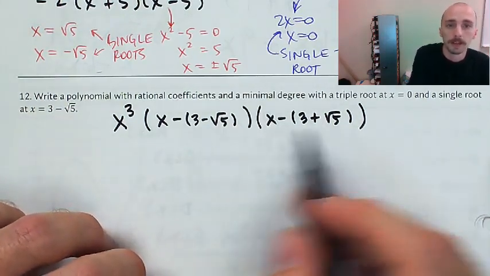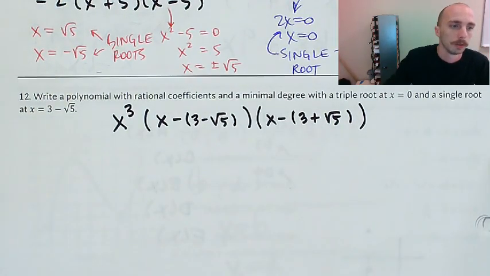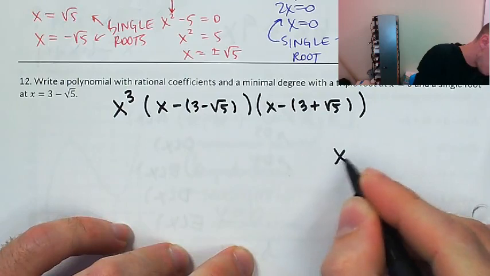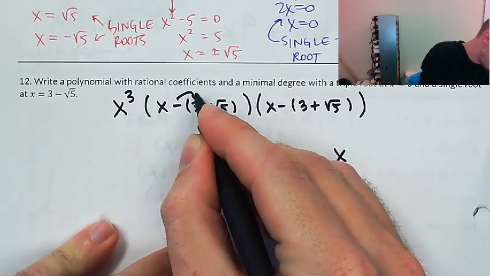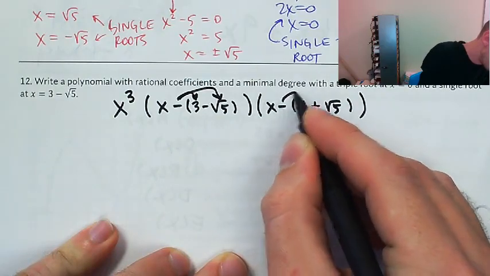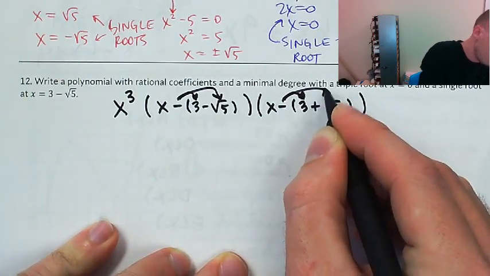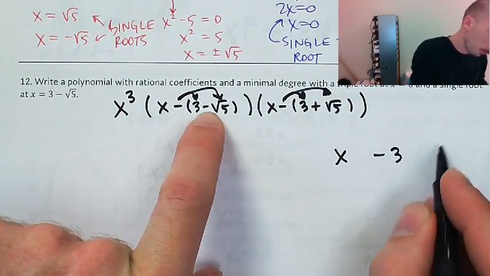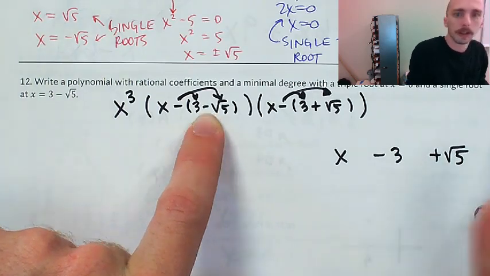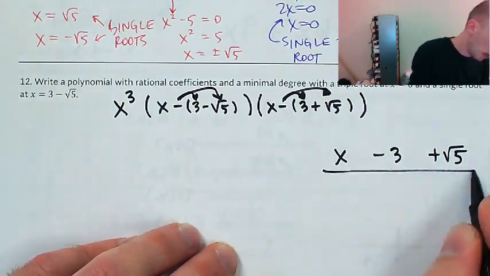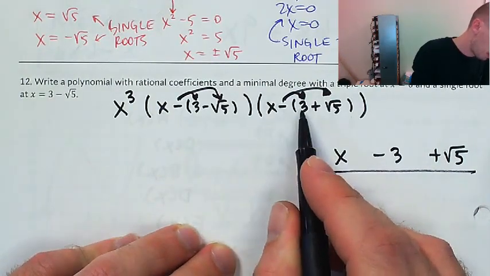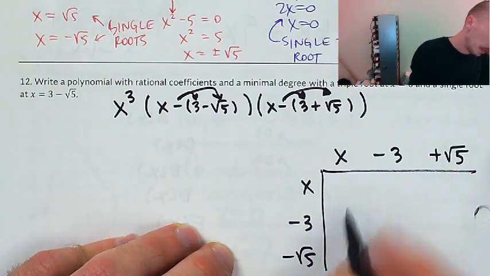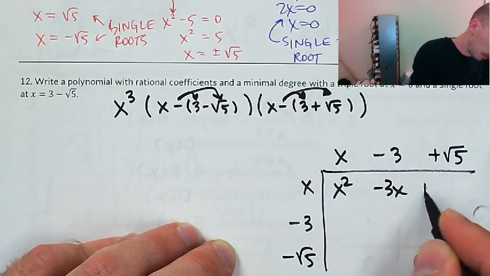I'm going to multiply these all together. And I'm going to use the box. So I'm going to need to distribute these negatives. But I feel like you've seen me do this enough that I might not just write a new line with it. This is going to be x minus 3 plus the square root of 5, because it's minus the negative square root of 5. And I'm multiplying this by x minus 3 minus the square root of 5. All right, and now I'm just going to fill out the box.